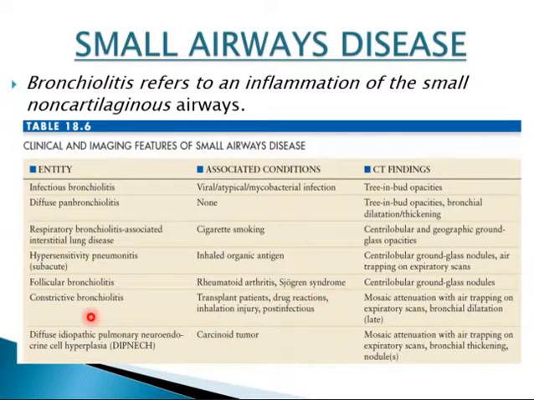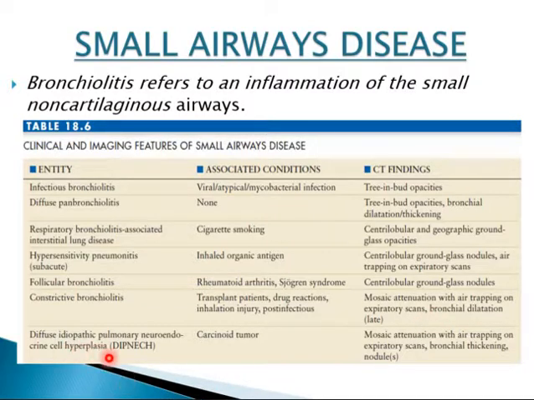Constrictive bronchiolitis has many causes. It may be seen in transplanted patients, especially those with lung or heart transplantation and bone marrow transplantation, may be seen as a reaction to a drug, inhalation injury, or post-infectious. It shows mosaic attenuation with air trapping on expiratory scans, and bronchial dilatation.